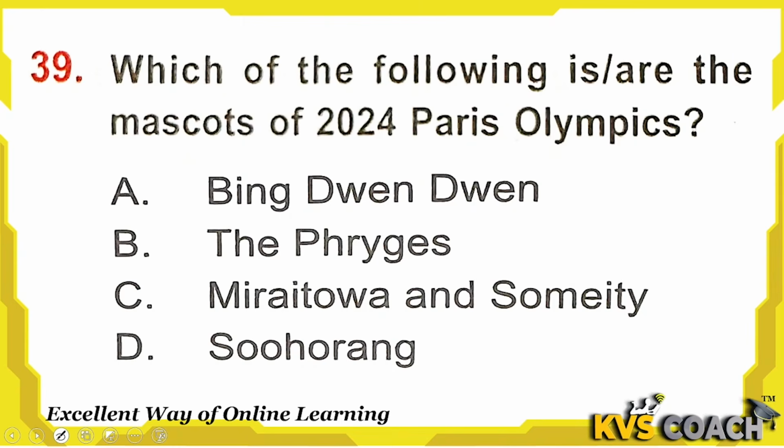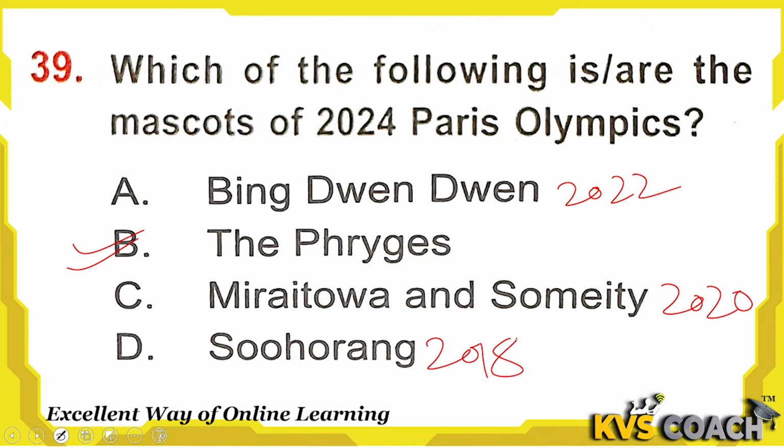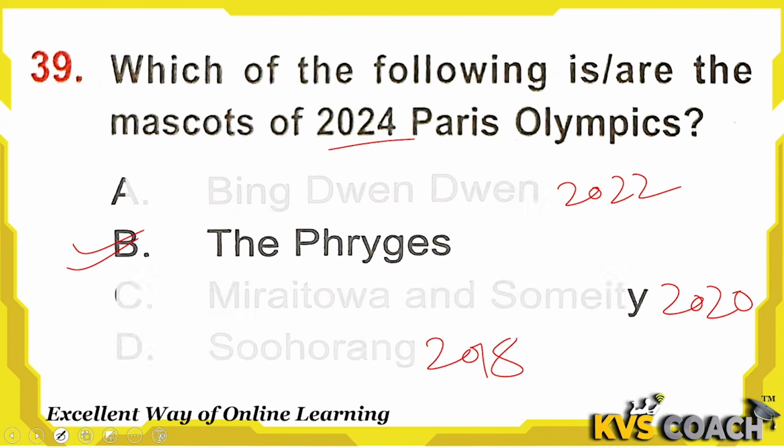Next is, which of the following is the mascot of the 2024 Paris Olympics? For the 2024 Paris Olympics, the mascot was the Phryges. Option B was the right answer here, they were in red and white color. Option A, Bing Dwen Dwen, was the mascot in 2022. Miraitowa and Someity were the mascots in 2020. And Soohorang is the mascot of 2018. But for 2024, the right answer is the Phryges.